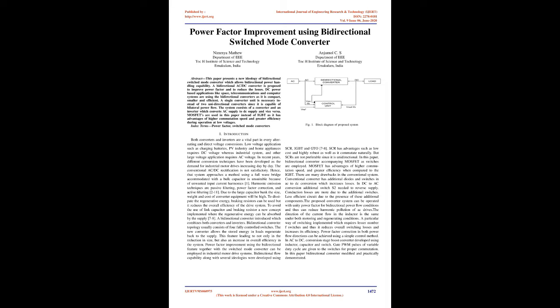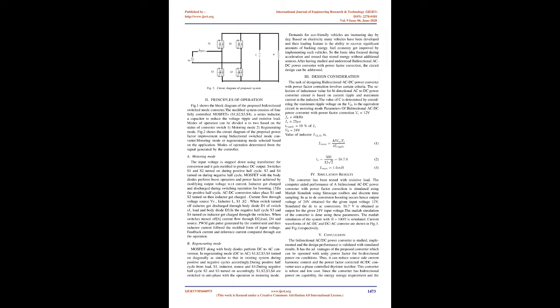There are many drawbacks in the conventional system. Conventional converter has additional diodes and switches in AC to DC conversion which increases losses. In DC to AC conversion, additional switch S2 is needed to reverse supply. Conduction losses are more due to the additional switches. Less efficient circuit due to the presence of these additional components. The proposed converter system can be operated with unity power factor for bidirectional power flow conditions and thus can reduce harmonic pollution of AC drives.